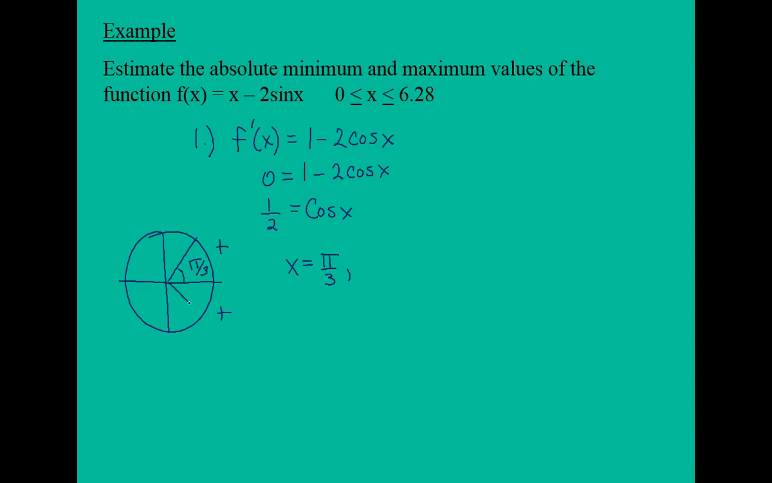And then our reference angle is pi over 3, so to find the angle in the fourth quadrant, we would take 2 pi minus pi over 3 and get our common denominators. 6 pi over 3 minus pi over 3 would give us 5 pi over 3. So there's our second critical number.